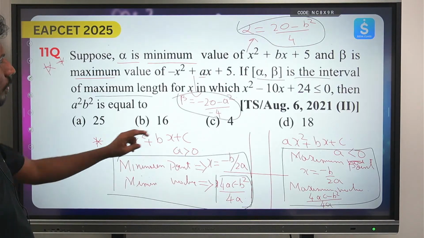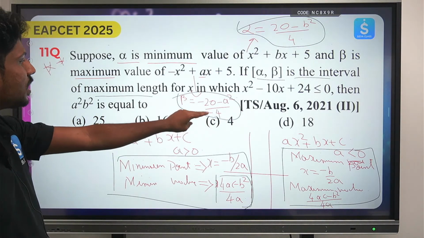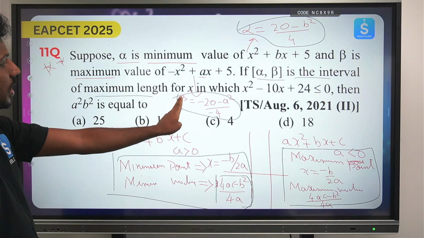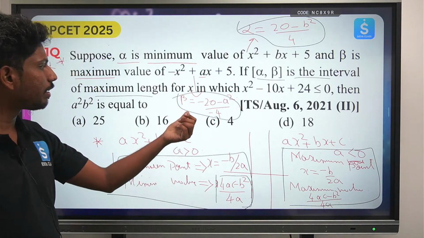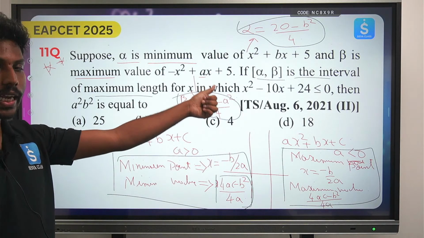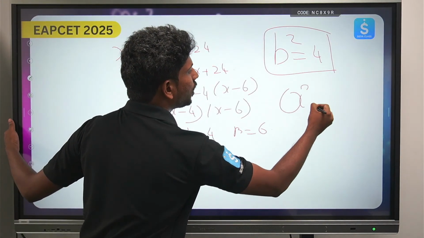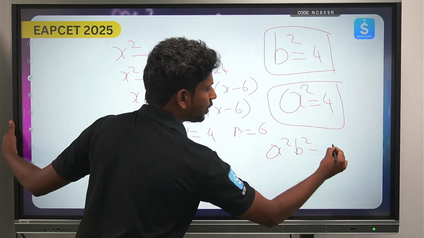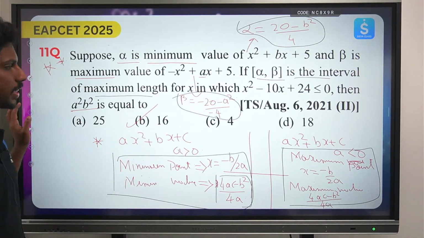Similarly, if you try to solve for the beta value, the beta value is 6, sorry. So here 6 into minus 4 will be minus 24, minus 24 plus 20 will again be minus 4. So minus 4 is equal to minus a square. Again I got the value of a square to be 4. So he is asking what is a square into b square. The answer is 16. He is asking for a square and b square values. The answer is 16. So it's clear.